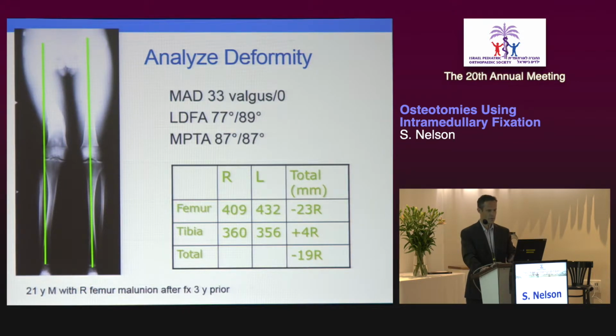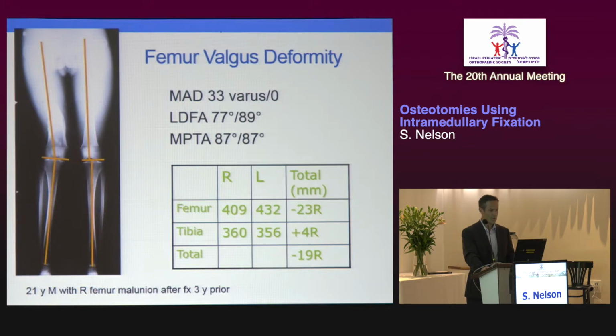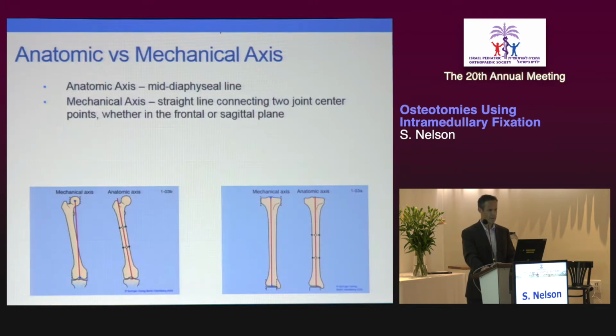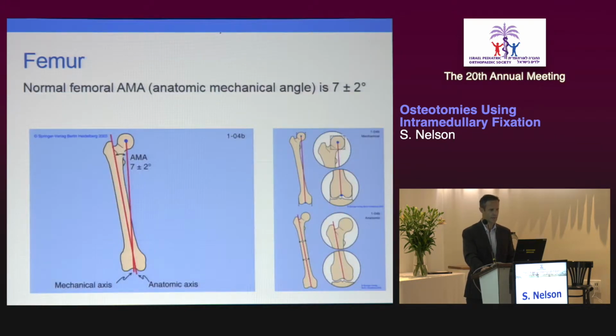And then we also notice here that we have a leg length discrepancy, and the right side is a little bit short. So this is a case that's not ideal to do a closing wedge osteotomy. We want to preserve, possibly even gain as much length as possible. And when we analyze these cases for using intramedullary fixation, it's good to take into account the anatomic axis, because this is an anatomic axis type of correction.